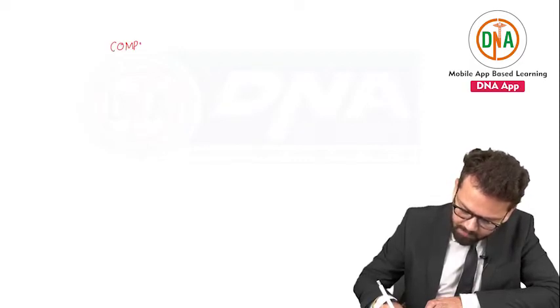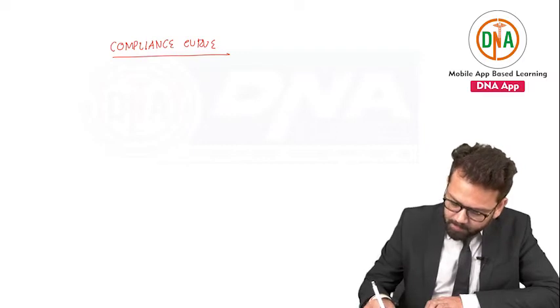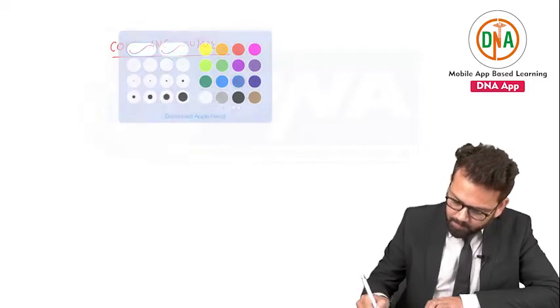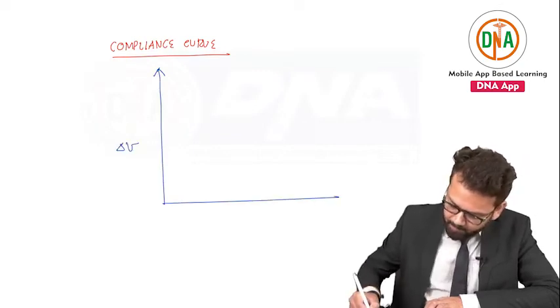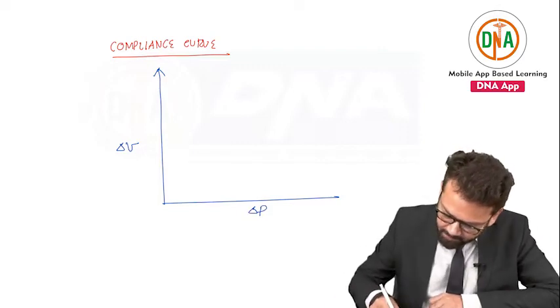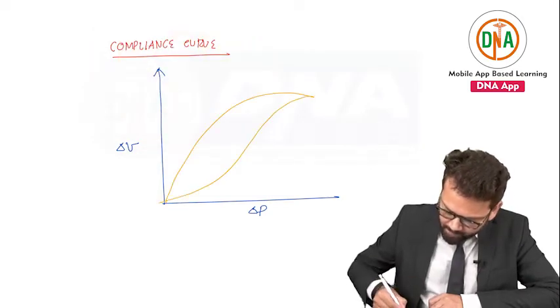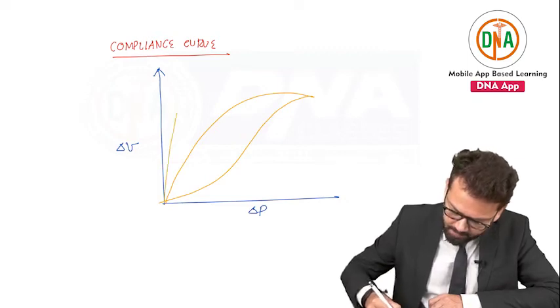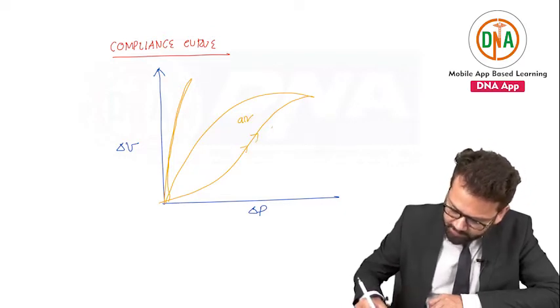There is one more curve which is called the compliance curve. We make a diagram of delta V by delta P. This diagram will be somewhat like this. This is air. There is inspiration.